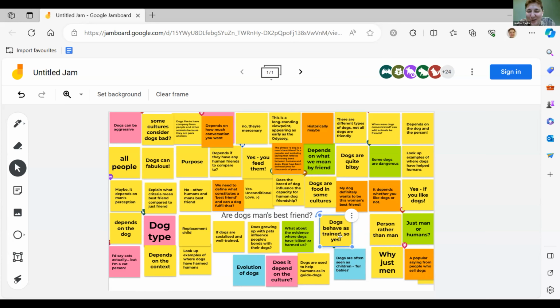What about this one then? So, I've got a dog, and I could argue the point on this one. Dogs behave as trained. So, yes. So, do people have any critical thoughts in relation to that?